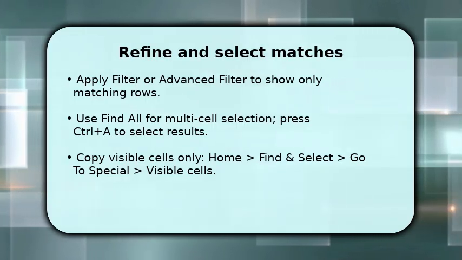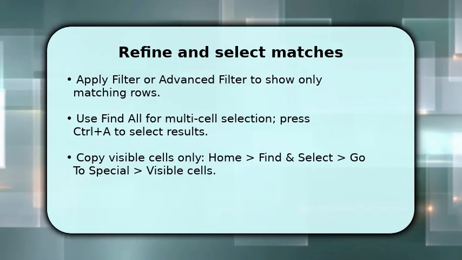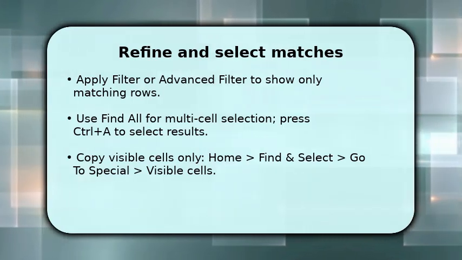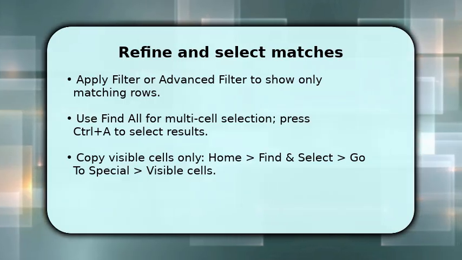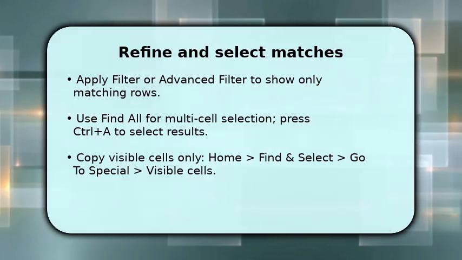Go to Home, Find and Select, Go To Special, and choose Visible Cells only. Doing that prevents hidden or filtered out rows from being copied. This preserves structure and avoids pasting.